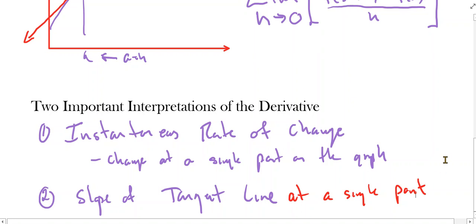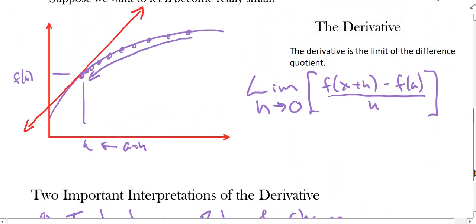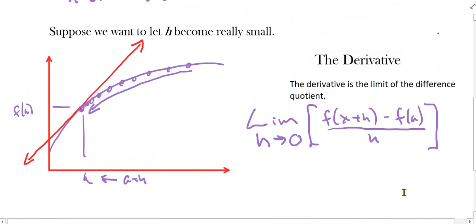Now, in the next video, I will show you how to use the derivative to find instantaneous rate of change and how to find the slope of a tangent line. The purpose of this video is to just introduce the concept of the derivative as being the limit of the difference quotient as H approaches 0.